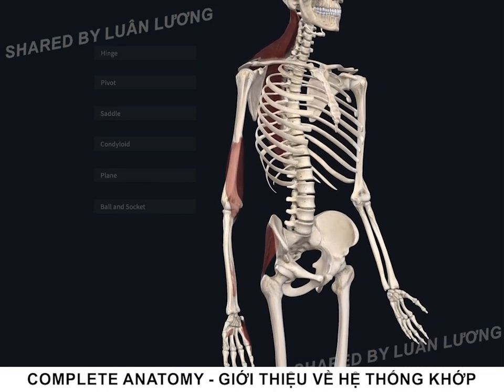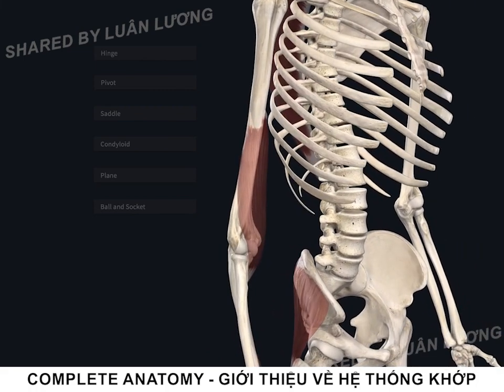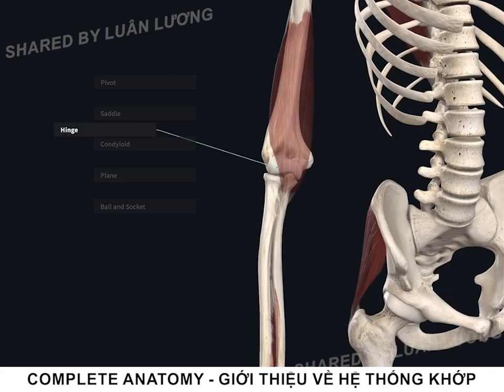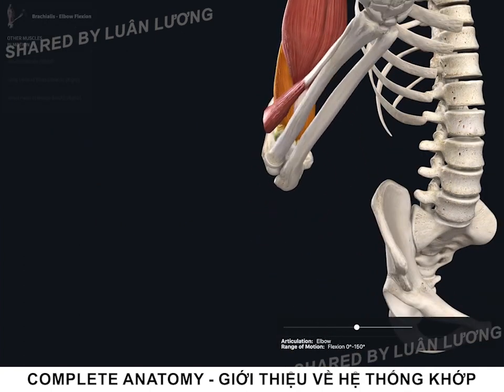Synovial or diarthrotic joints are going to be named according to their basis of movement. And there are going to be 6 different types of diarthrotic or synovial joints. The first is a hinge joint. Now, a hinge joint is going to allow for movement in one plane.